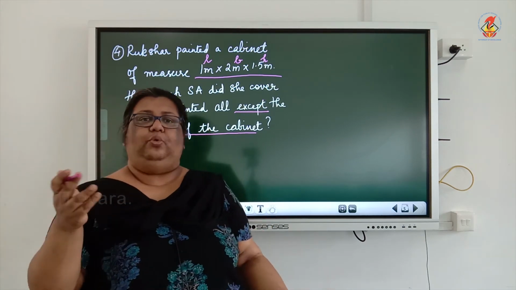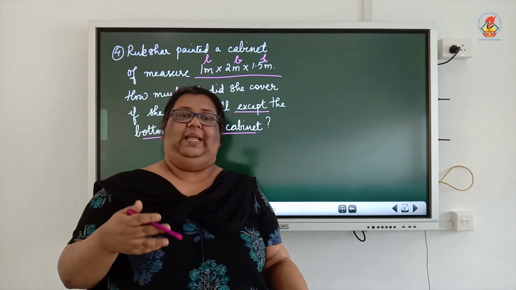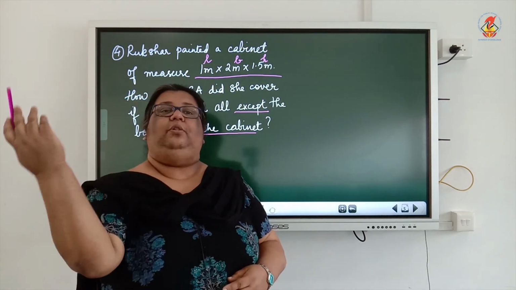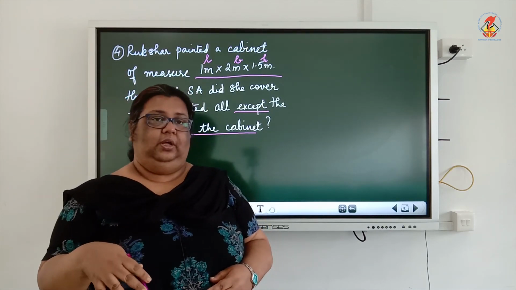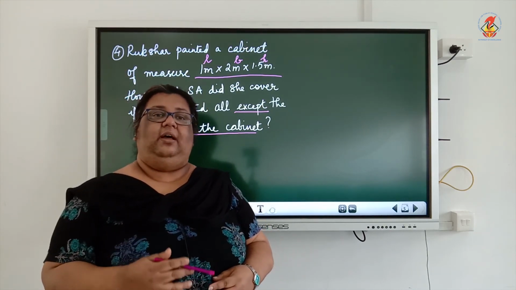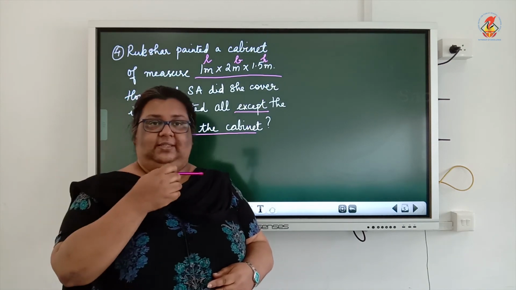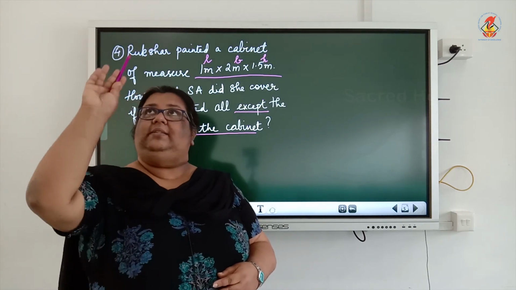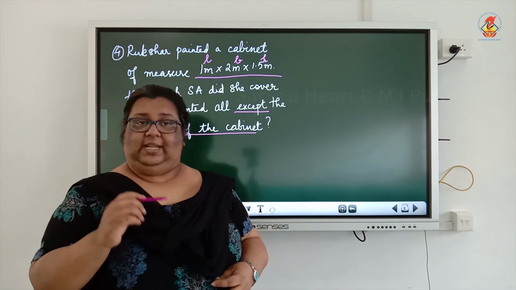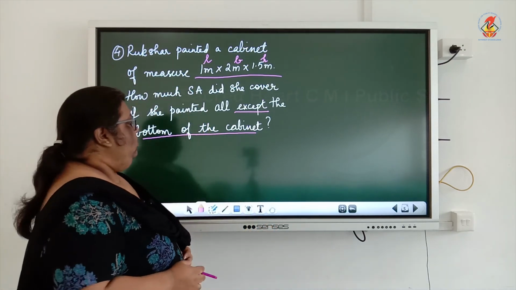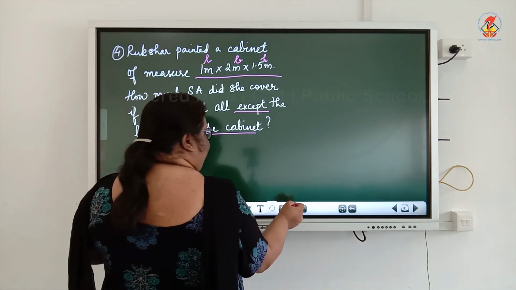Just think of your room, children. Suppose you are painting your room. You paint all the 4 walls plus the ceiling. You don't paint the floor. So how will you find the area? Area of the 4 walls, that is LSA plus area of the ceiling. And ceiling is in the shape of a rectangle. Okay. So shall we start doing it?